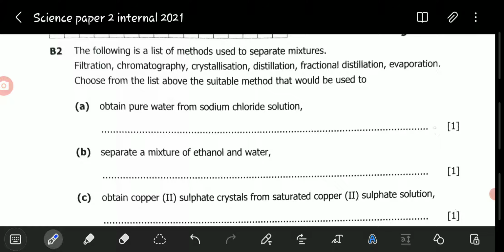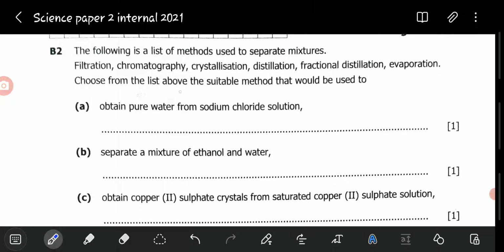Okay, the question reads: the following is a list of methods used to separate mixtures: filtration, chromatography, crystallization, distillation, fractional distillation, evaporation.